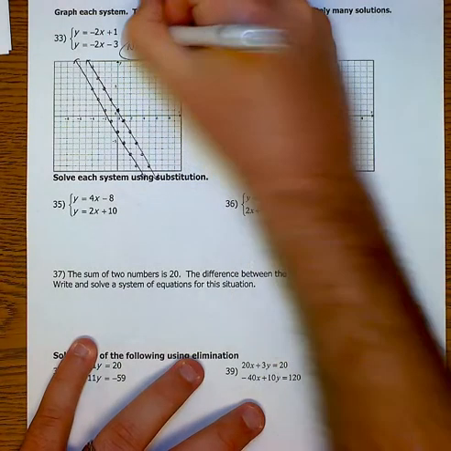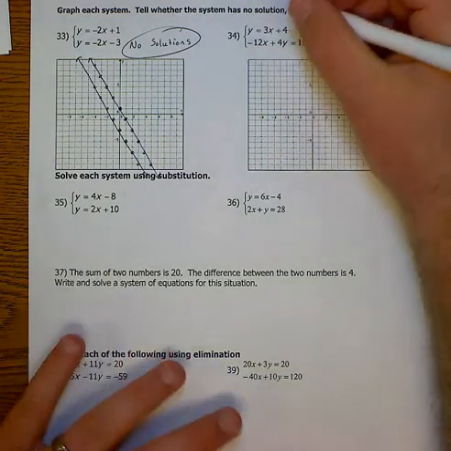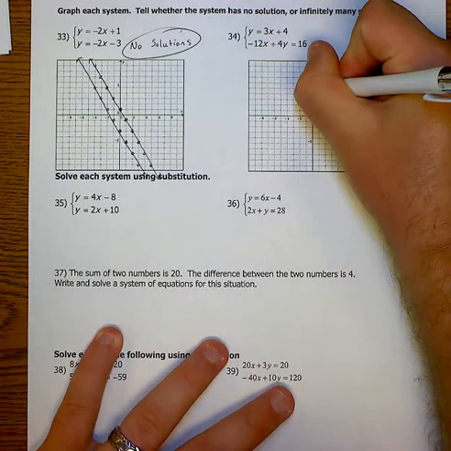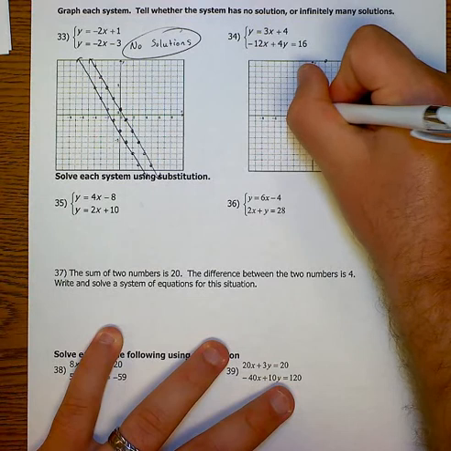34, y equals 3x plus 4. I'm going to go up to 4. And then up 3, right 1, up 3, right 1, down 3, left 1.